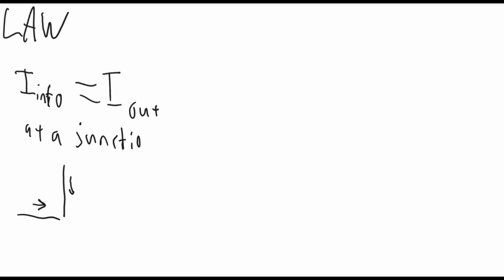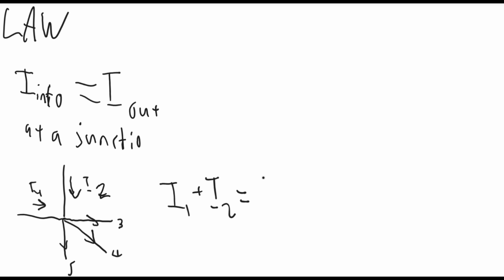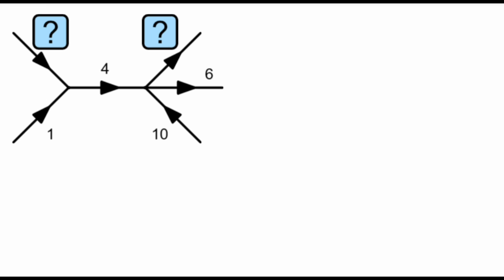So for example, if you've got a circuit with 2 paths in and 3 paths out, then I1 plus I2 needs to equal I3 plus I4 plus I5.